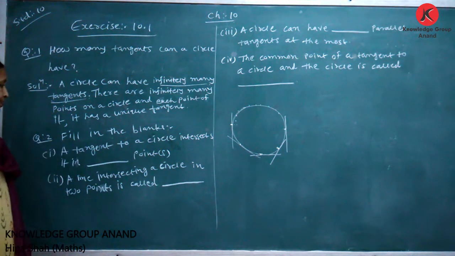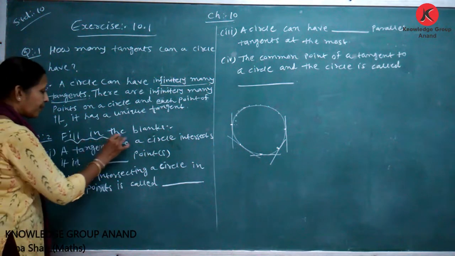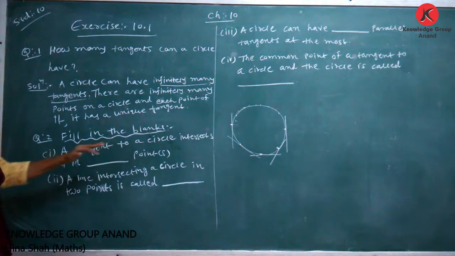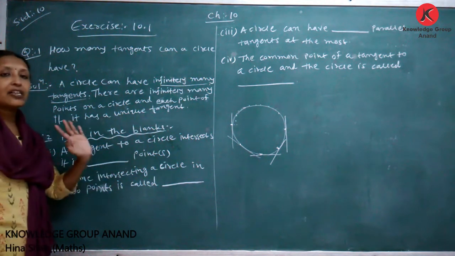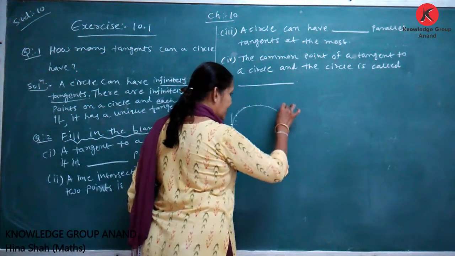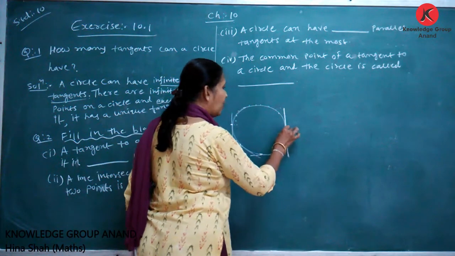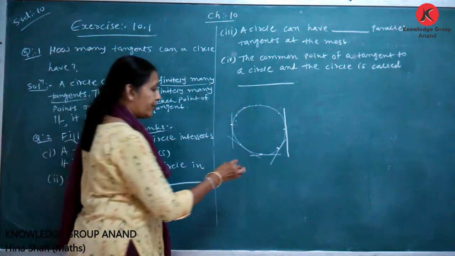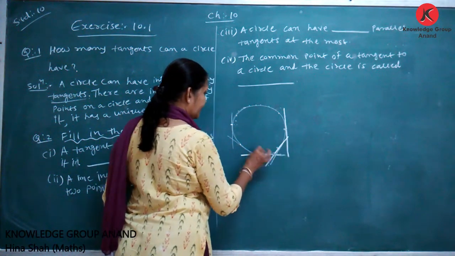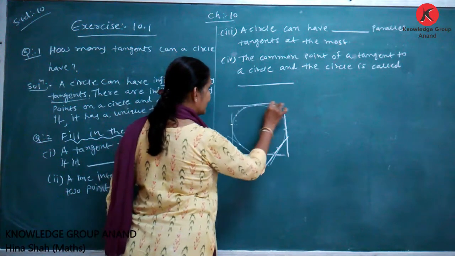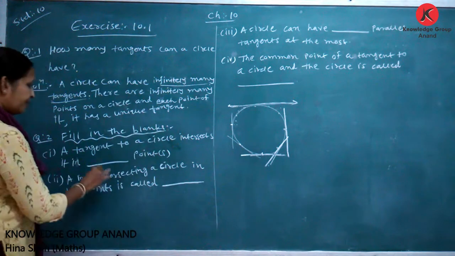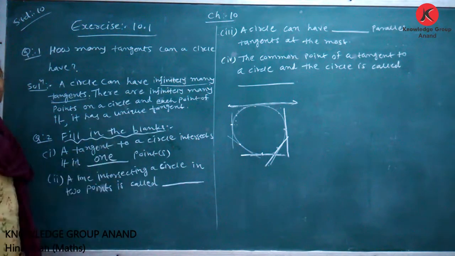Question number 2. Fill in the blanks. Number 1. A tangent to a circle intersects it in dash point or points. This is a tangent. It intersects the circle in how many points? Only one. Here is a tangent. Suppose it is a tangent, then it intersects the circle at one point. How many points? One.